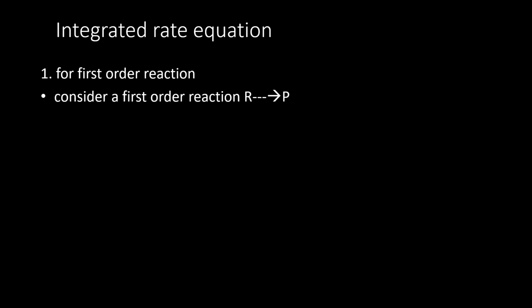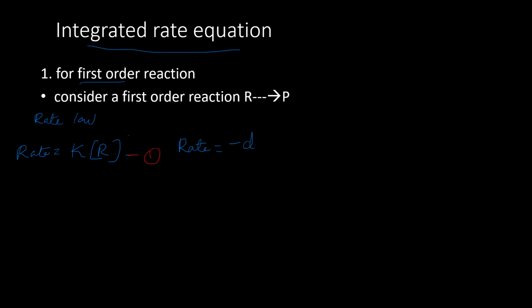Now we are going to find the integrated rate equation for a first order reaction. Consider first order reaction R giving product, where R is the reactant and P is the product. We can express the rate in two different ways. According to rate law, rate is equal to k into concentration of R raised to 1, because it is a first order reaction. This is equation 1. Then we can also express rate as a differential equation, the instantaneous rate, minus dR by dt. This is equation 2.